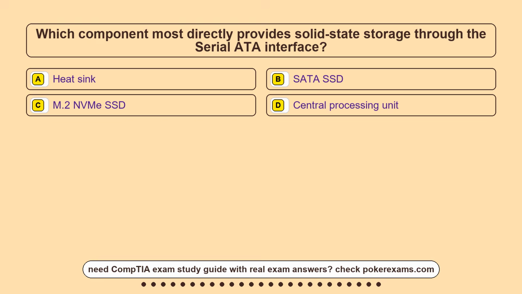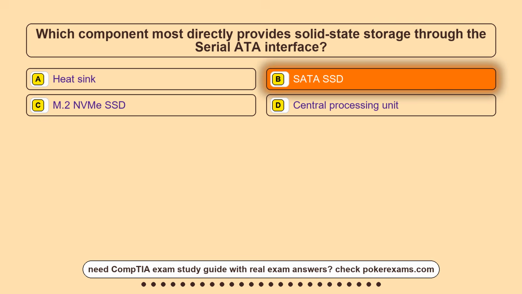Question 3. Which component most directly provides solid-state storage through the serial ATA interface? Option A. Heatsink. Option B. SATA SSD. Option C. M.2 NVMe SSD. Option D. A central processing unit. The correct answer is option B.